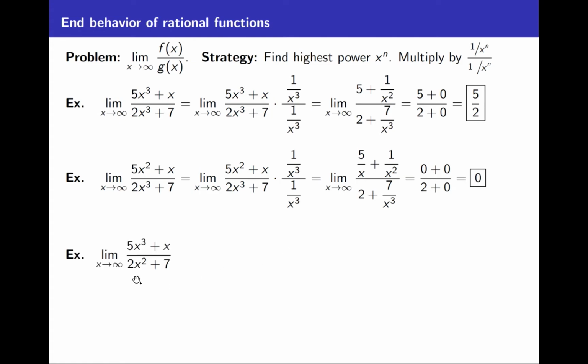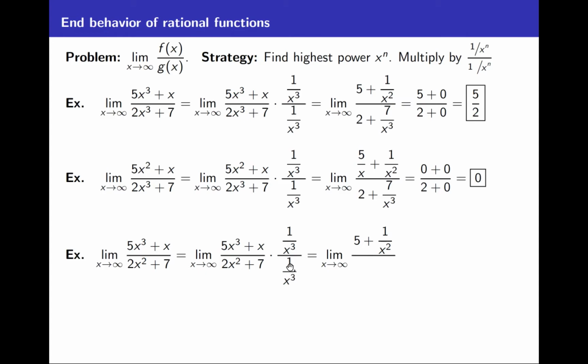For another example, look at this one. It's almost the same as what we had previously, but this time I've got the highest power of x on the numerator rather than the denominator. Applying our strategy would tell us to multiply by the reciprocal of the highest power of x, which is x cubed, as we did before. And now multiply through. On top, 1 over x cubed times 5x cubed is 5, and 1 over x cubed times x is 1 over x squared.